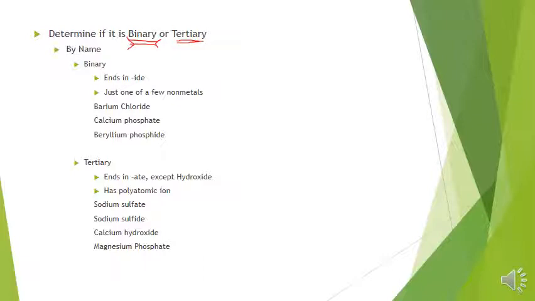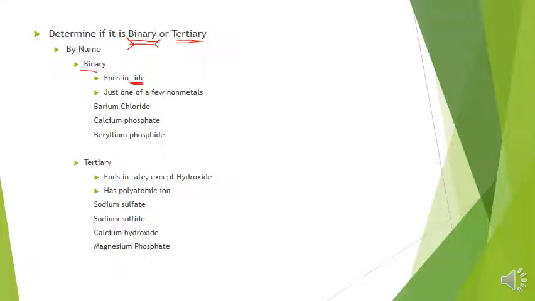Okay, you know you have a binary if it ends in "ide." Now there'll be one exception to that, and that'll be hydroxide, which we'll get to in a minute. But if the name ends in "ide," you're pretty darn sure it's binary.